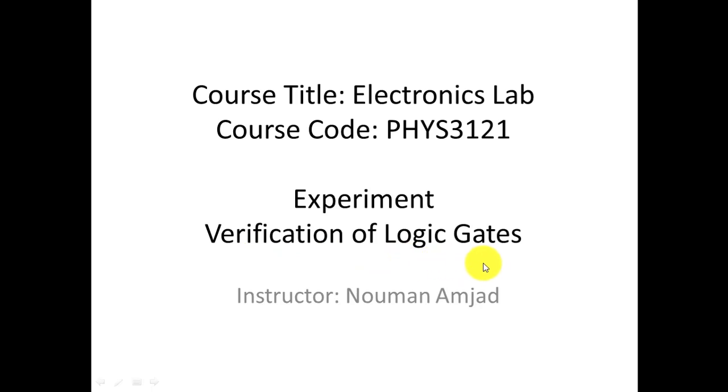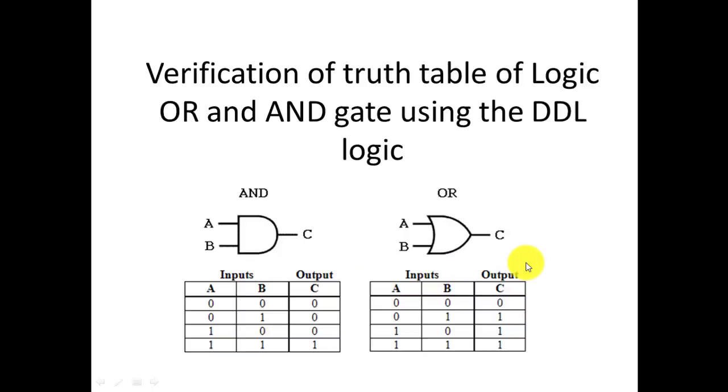The first experiment will be the verification of the logic gates, where we shall study the verification of the logic gates using the diode logic. So in the first experiment we shall verify the truth table of the logic OR and logic AND gate using the DDL logic. DDL stands for diode logic.